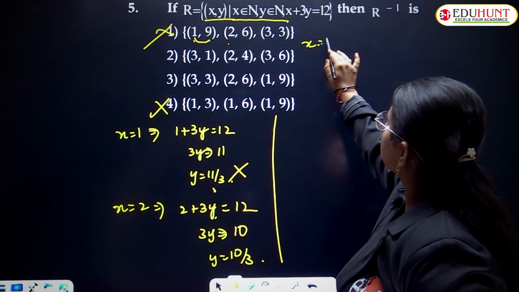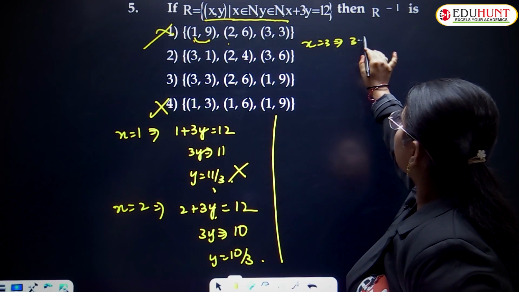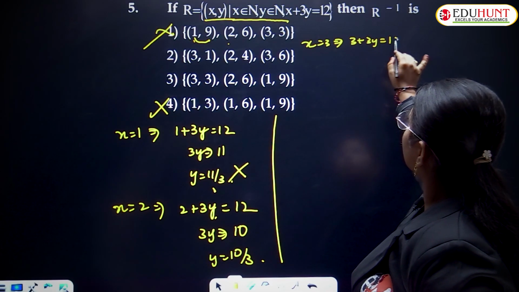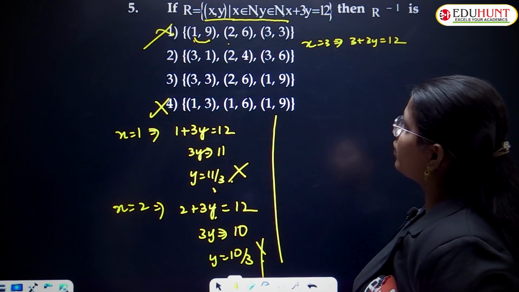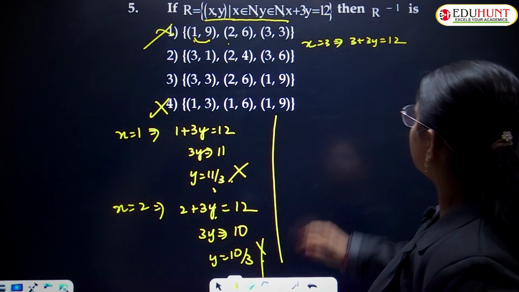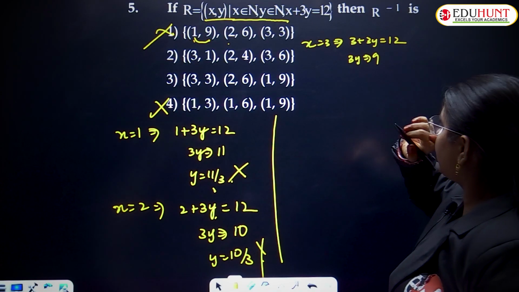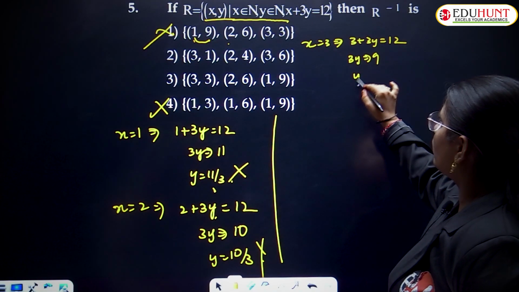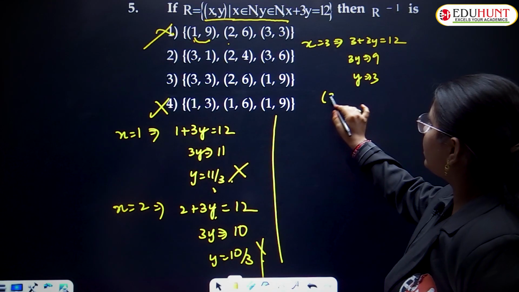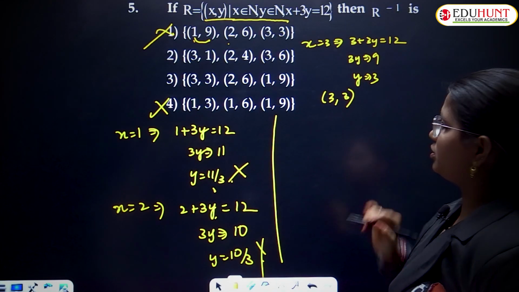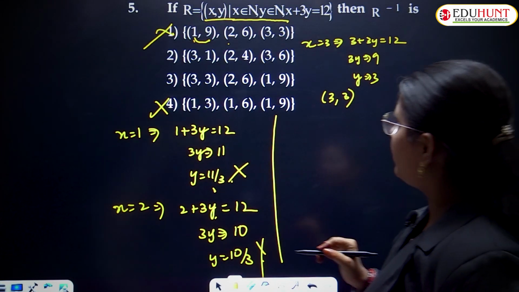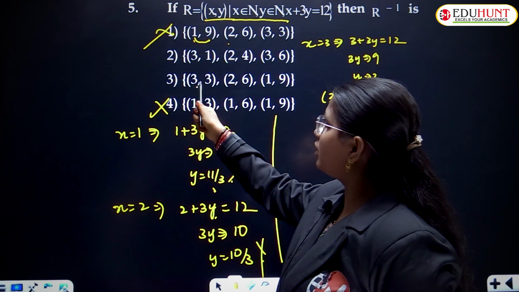Let us check with x equal to 3. 3 plus 3y is equal to 12. This is also not being satisfied. 3y is equal to 12 minus 9, which is 3, so y is equal to 3. So (3, 3) is a possible option, which is available in the third option.